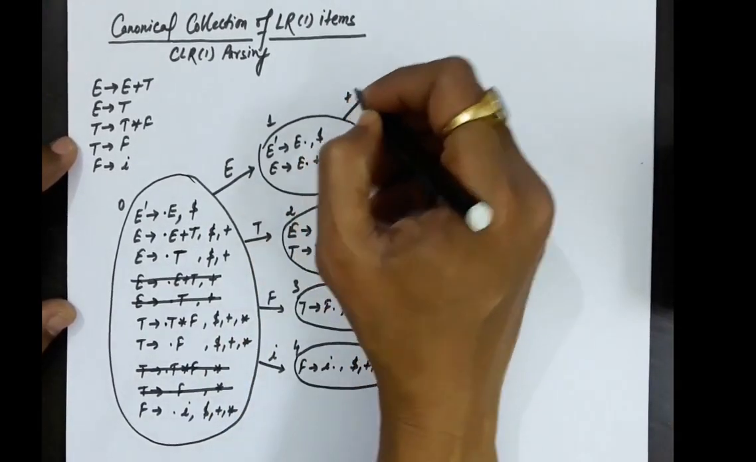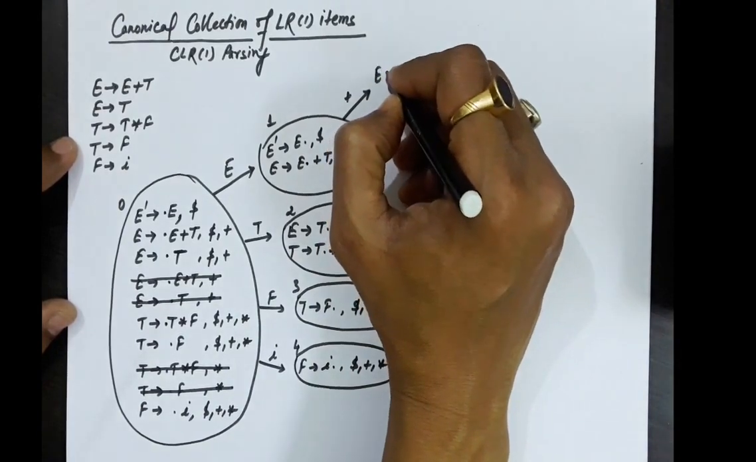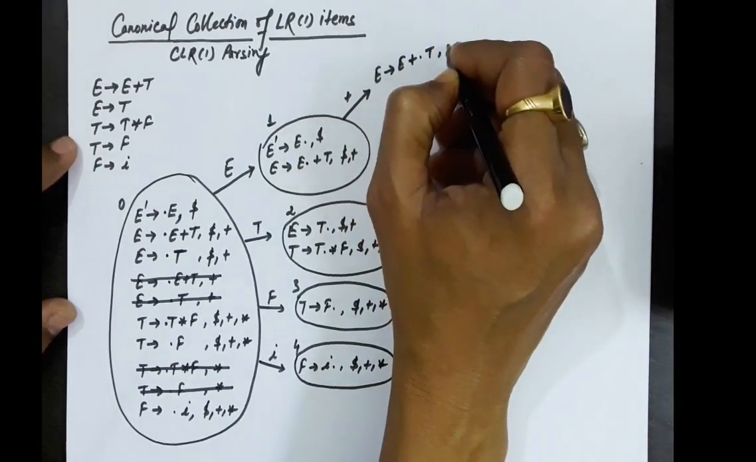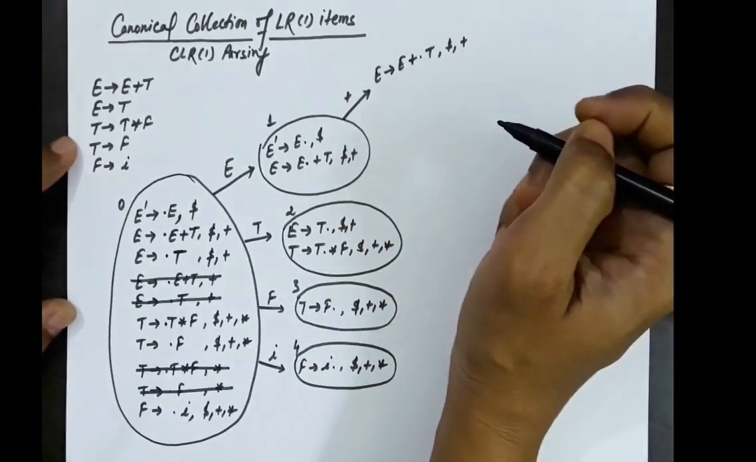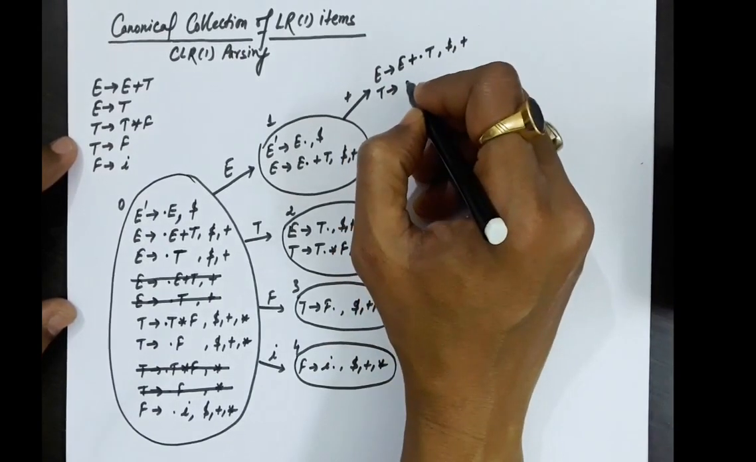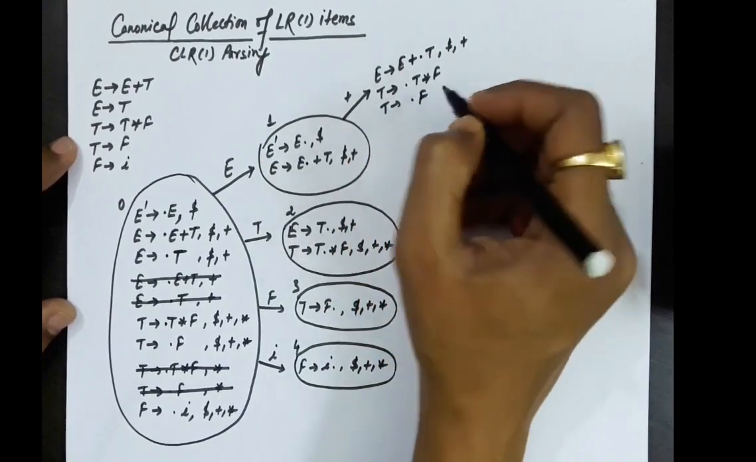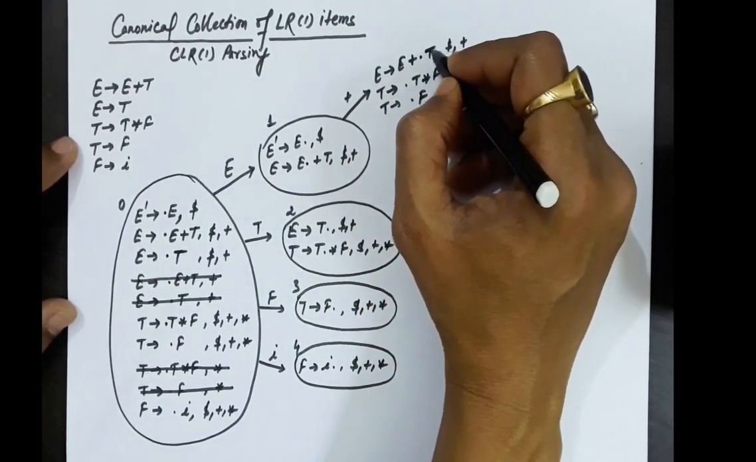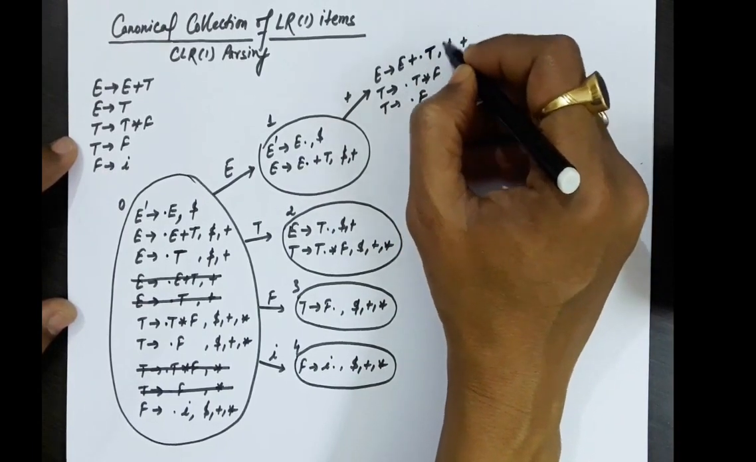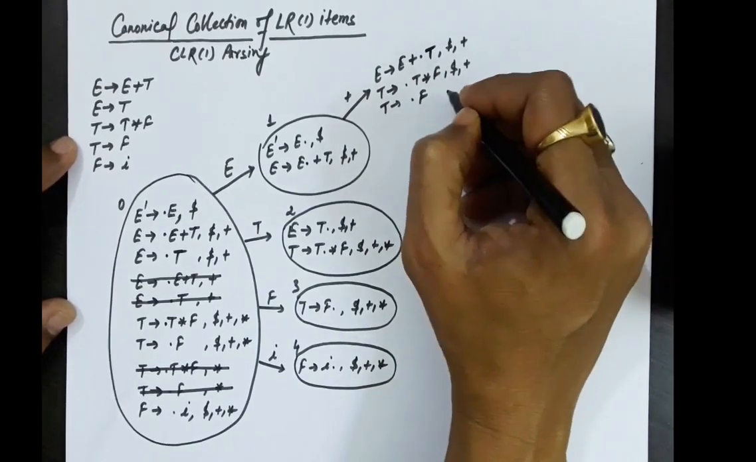So if we take a plus here, the transition will be E produces E plus dot T with dollar and plus. Now all the productions are starting with T. So T produces dot T star F and T produces dot F. What should be the look ahead? Since we are starting these two productions because of this T, we will be taking the first of dollar and plus. So first of dollar and plus will be dollar and plus.